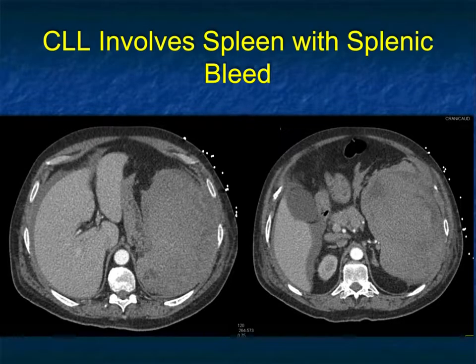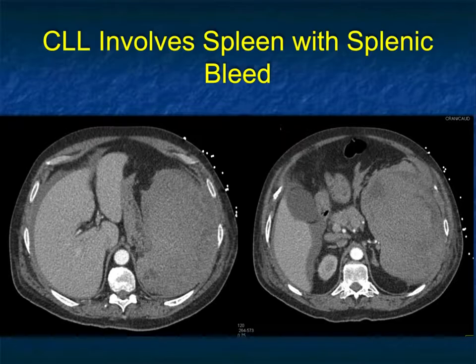Now, in patients who have CLL involvement of the spleen, when the spleen gets that large, it's not surprising you can get spontaneous splenic bleeds. Spontaneous splenic bleeds can occur with mononucleosis. They can occur with sarcoidosis. They can occur with almost any process that causes the spleen to get enlarged, but CLL is one of them.